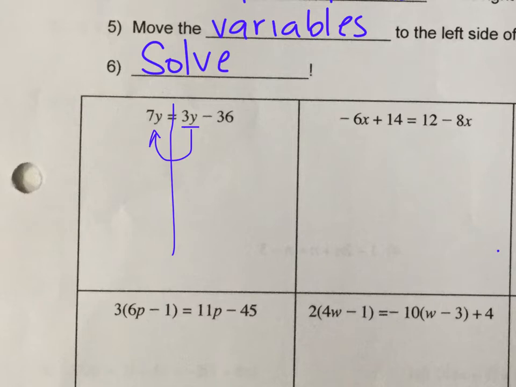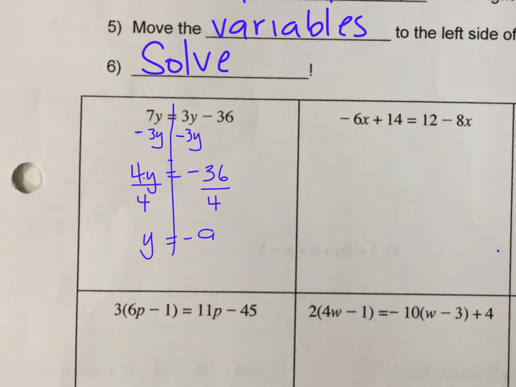And how would I move a positive 3y? You keep the 3 and the y together and you move the whole thing as a group. Minus 3y. Now I have 4y equals negative 36. Well, now it's easy peasy. We divide by 4. Y equals negative 9.